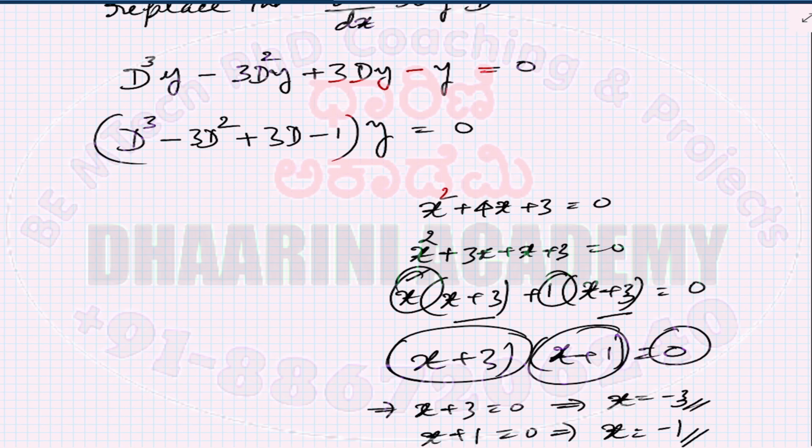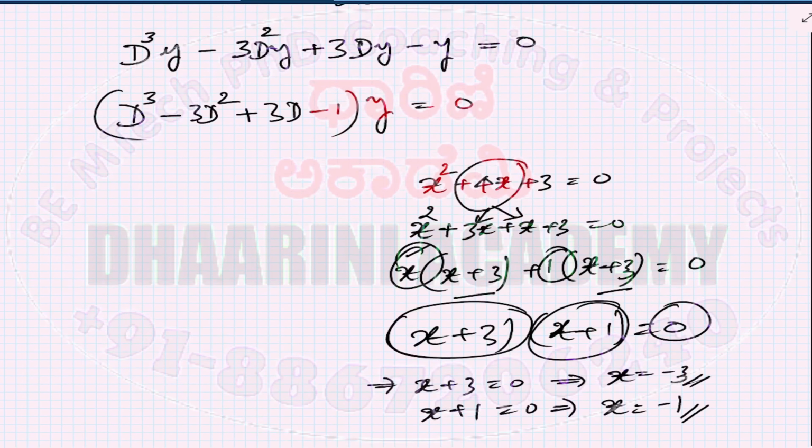This comes from practice. There is no fixed rule in this method on how to split this into this and this. In this case I try to split 4x as 3x plus x. You could have done 2x plus 2x, but in that case you don't get a solution. It has to be 3x plus x only, then only you will get a solution. That's why I told it comes from practice. That's method number one. Let's go to method number two.